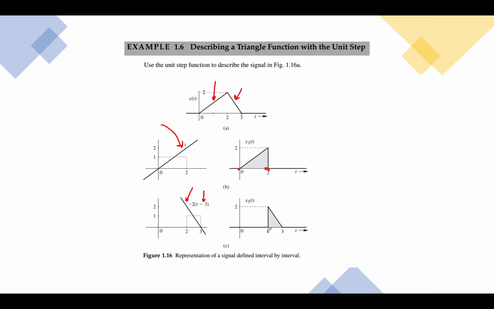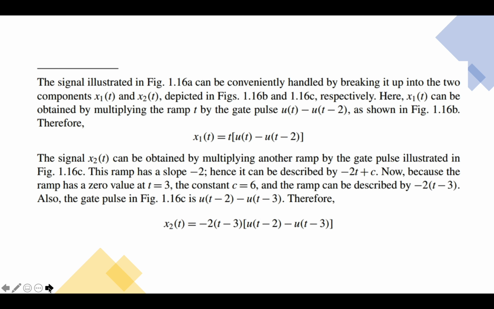Now that line is going to need to be initiated at t equals 2 and turned off at t equals 3. That enables us to have a 0 value of the function on either side of the actual curve. So the signal illustrated in the figure can be broken up into two components. The first component turns on at 0 and turns off at 2. And so the book refers to that as a gate pulse. That's fine.